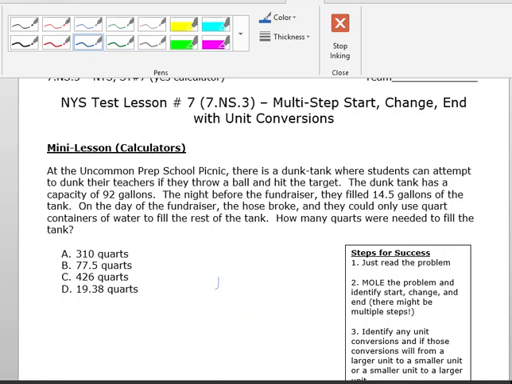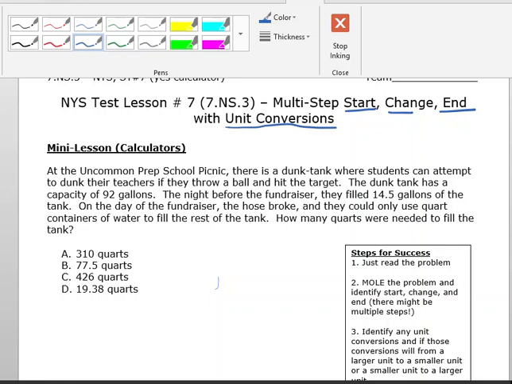Okay, so let's take a look here. So we're looking at multi-step start, change, end, which is not new to you guys with unit conversions, okay? So this is a lot of simple math put together to make it seem more complicated than it really is, all right? So let's take a look.